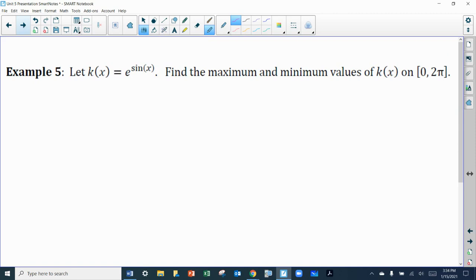Example 5 is an e one. Would you like me to do that one? If you think you've got this, you could roll ahead and go to number 6.